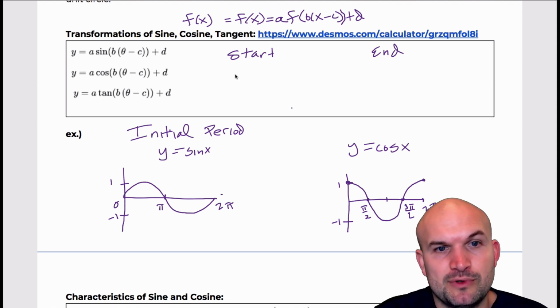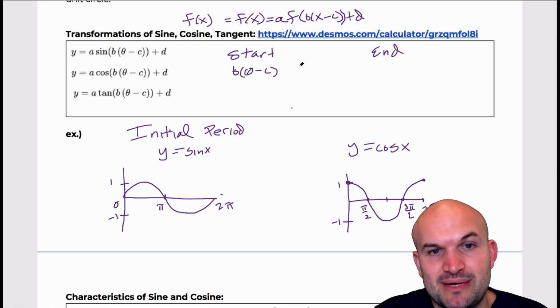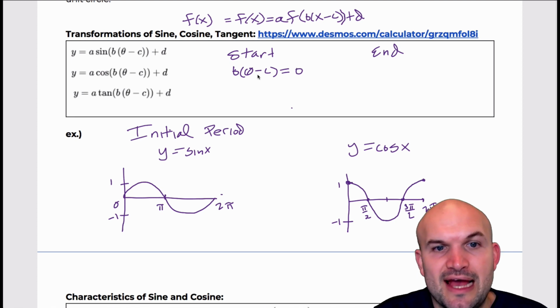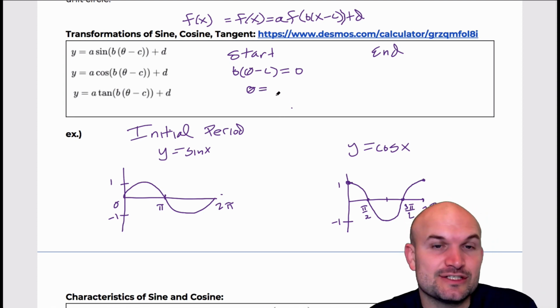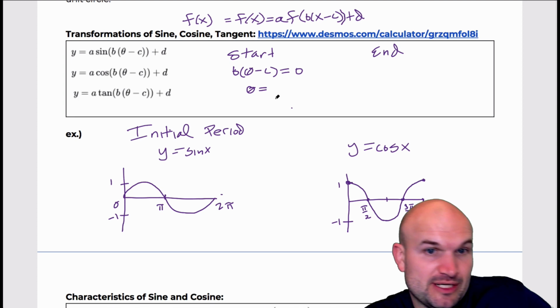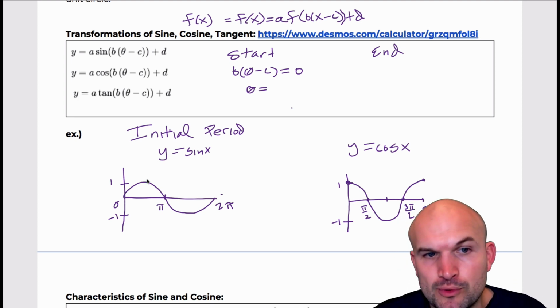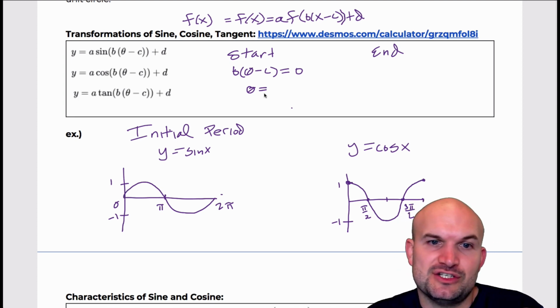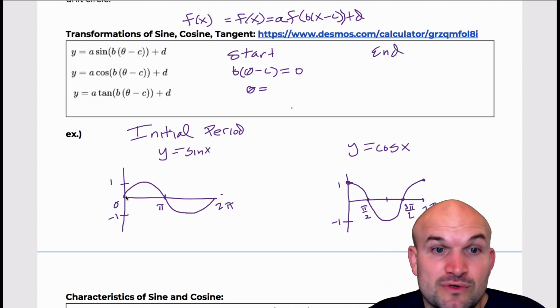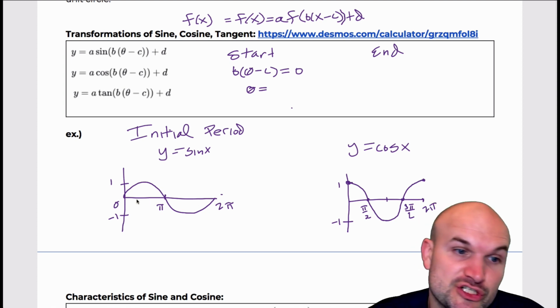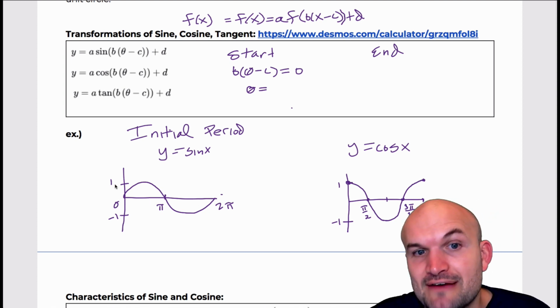So the way to do that is you can see for both of these graphs, they both start at 0. So basically what I'm going to do is take whatever values I have inside of my function, so b times theta minus c. I'm just going to set that equal to 0, and then solve for theta. Whatever theta is, that is going to be your horizontal shift. That's going to be the new starting point for the initial period. So let's just say our new starting point ends up being negative pi halves. Well, then you can say that the graph has been shifted negative pi halves to the left.